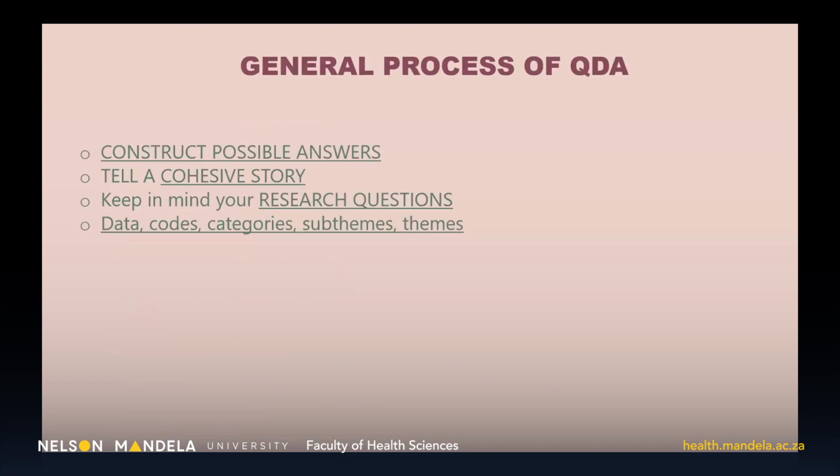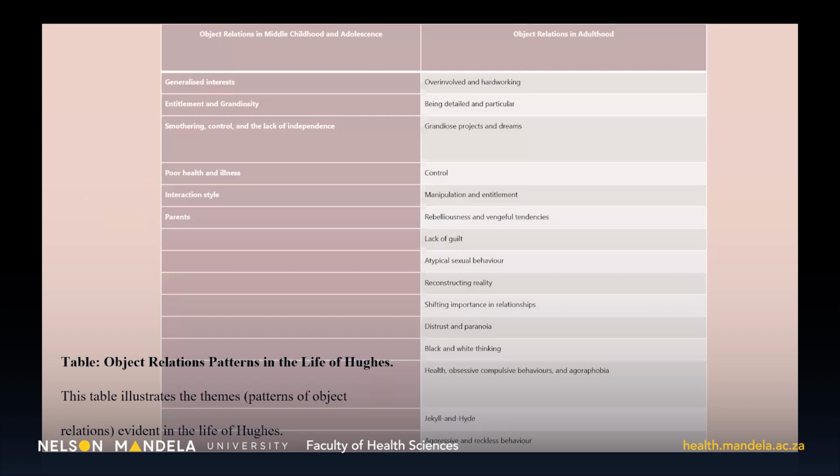Okay, so the whole process, the overall process that you're going through is to construct possible answers to your research question, right? And essentially you're wanting to tell a story to the reader. You do that by keeping your research questions in mind and by going through that process of data, codes, categories, sub-themes, themes. Okay, so I put an example of something from my own research that I did.